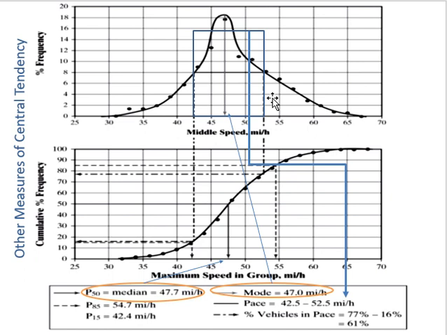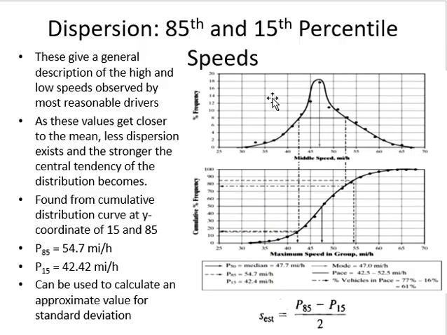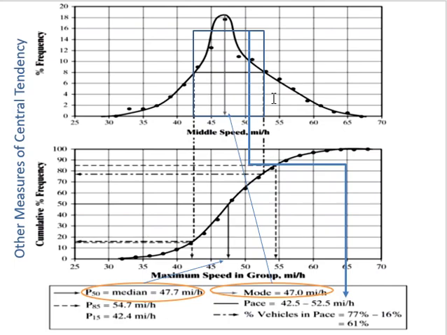The next measure of dispersion is this. You do 77 minus 16, which gives you 61%, the percentage of drivers in the pace range. Now we have the percentiles, the 85th and 15th percentile. From which graph will I find the percentiles? First or second? Second. All percentiles are from the second. Which percentile am I looking for?